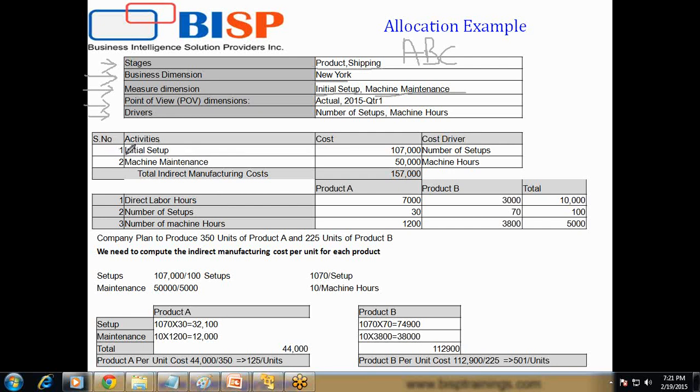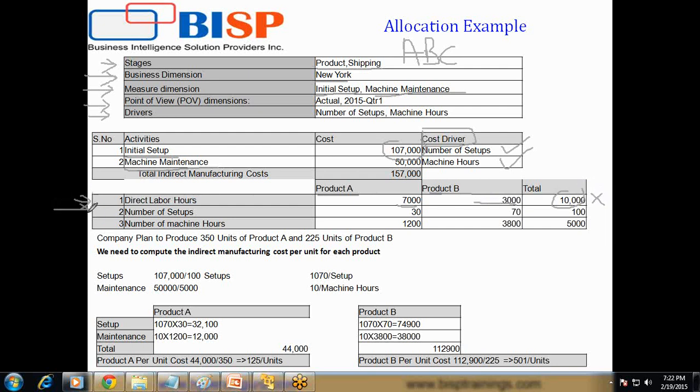So in this example, we take two activities, initial setup and machine maintenance. There's a number for initial setup and machine maintenance, and make a note here, the cost drivers are number of setups and machine hours. So we divide by cost driver to find the unit cost. We assume there are two products A and B, and we are trying to evaluate the cost with respect to products A and B. We have a cost called direct labor hours, 7,000 and 3,000 respectively for products A and B, and this is total cost, although I have not been using this direct labor cost in this example.